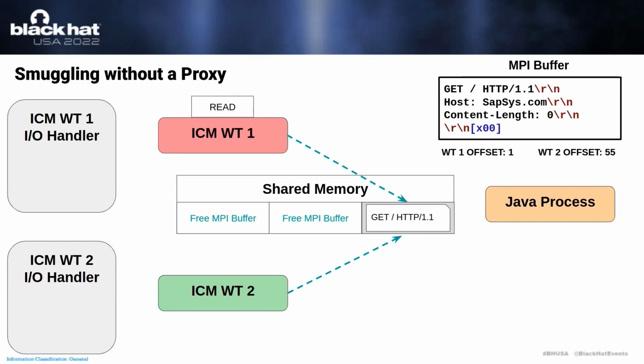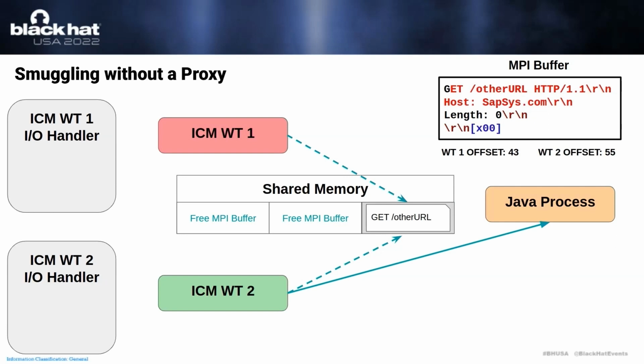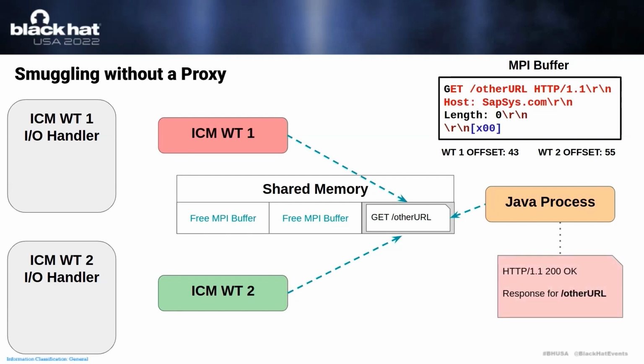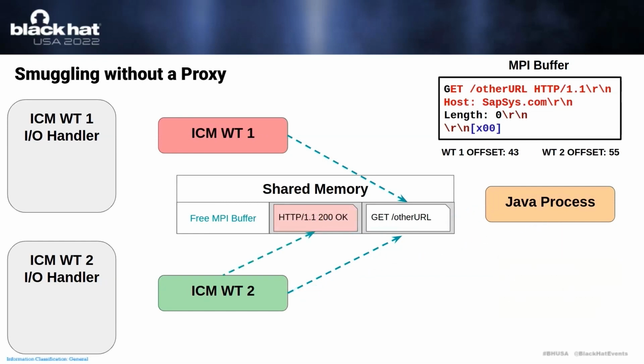And when this happens, you can see the MPI buffer at the top. Worker thread 2 will have the offset 55 because it has written 55 bytes. The request will be placed there. And if the attacker then sends the rest of the request, he will be able to tamper with the request that the victim issued. So now when worker thread 2 sends the MPI pointer to the Java process, the Java process will use the new request that was modified by the attacker. This will generate, for example, a malicious response, placed in the MPI buffer, and the worker thread will forward this back to the client.